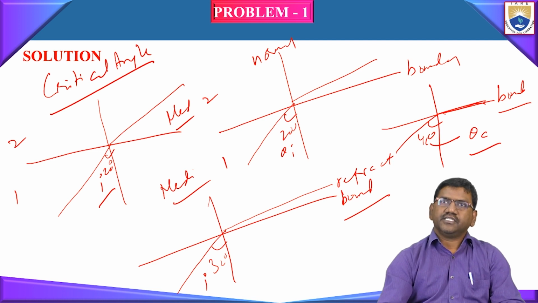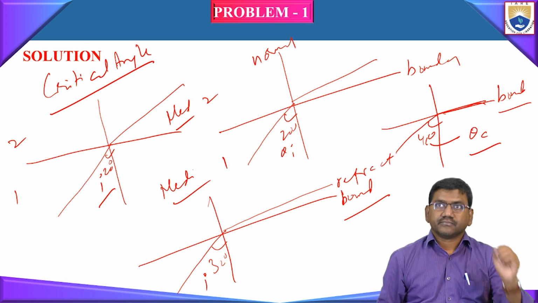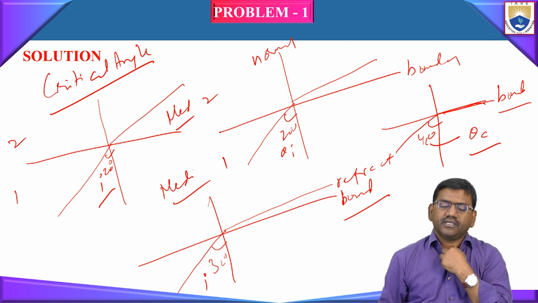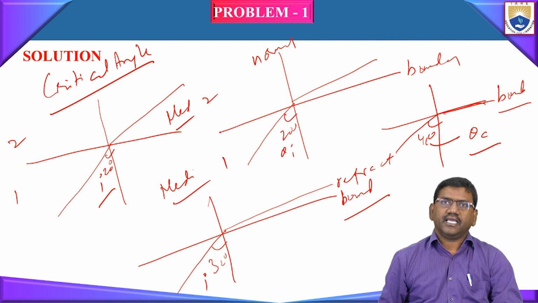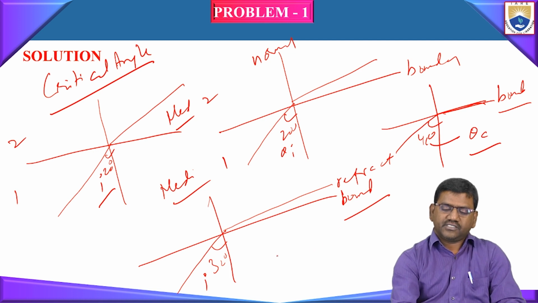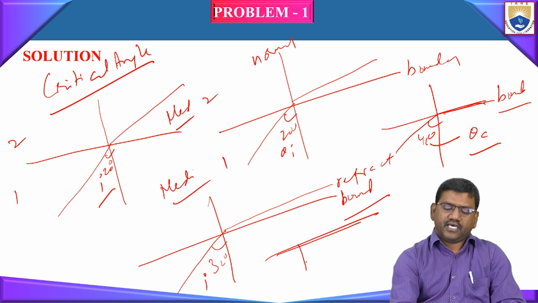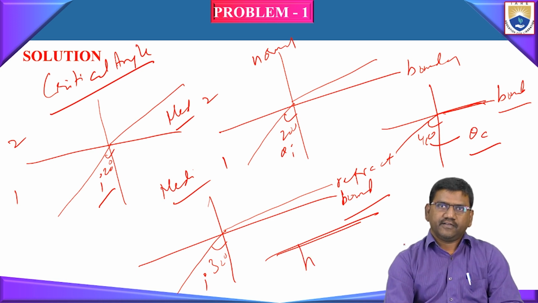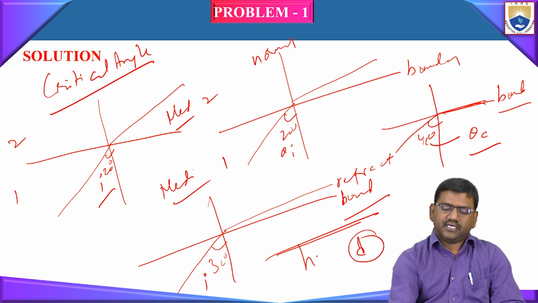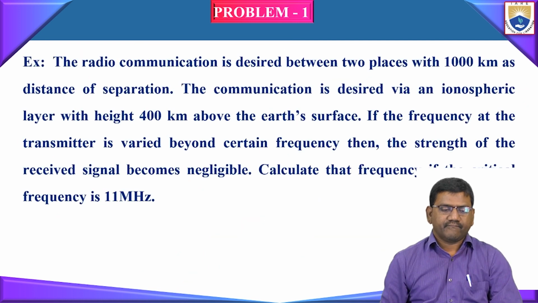So the angle of incidence at which the angle of refraction is 90 degrees, we call the critical angle. This is how to determine the critical angle. It depends upon the height at which the ionospheric layer is present, and also the distance between the transmitting antenna and the receiving antenna.